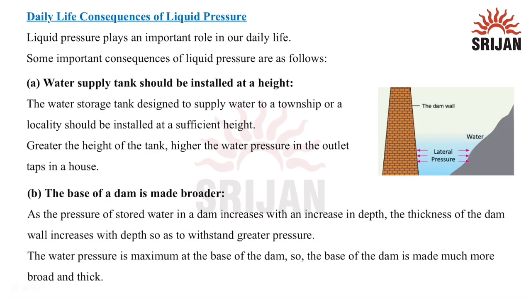Now, there are some daily life consequences of liquid pressure. Liquid pressure plays an important role in our daily life. First, the water supply tank should be installed at a height. The water storage tank designed to supply water to a township or a locality should be installed at a sufficient height. We know that the greater the height, the higher the water pressure in the outlet tap in a house. Simply, because pressure is directly proportional to height, as we can easily see from the formula.